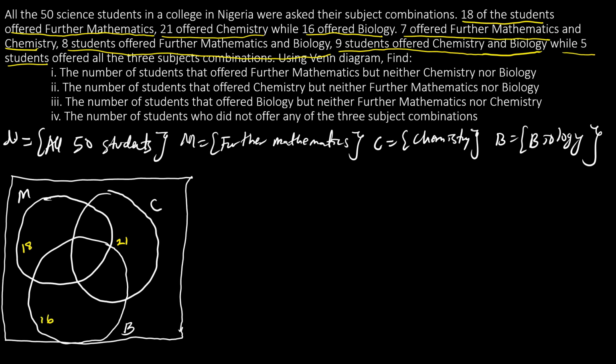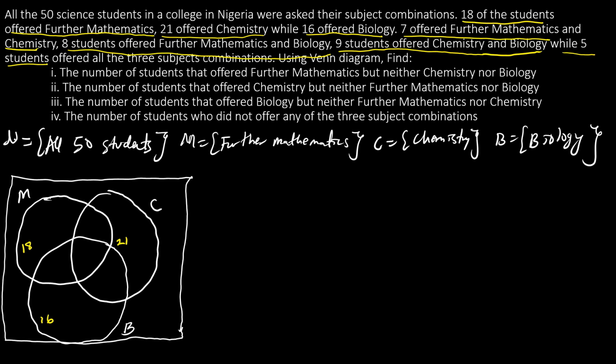Now, just as we see in the previous examples, note that this 18 represents all the number of students that are offering further mathematics, including those that might likely be offering biology and chemistry with it. And 21 here represents the number that are offering chemistry, including those that might be offering further mathematics and chemistry, or those that might be offering biology and chemistry.